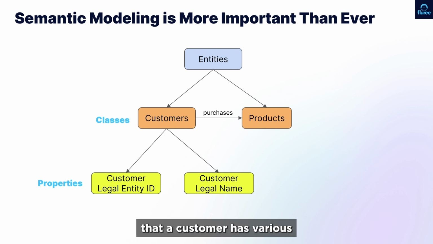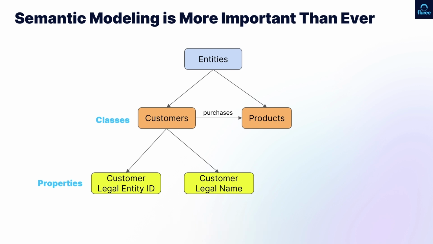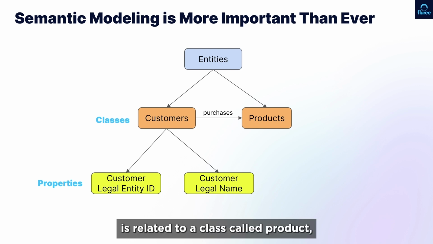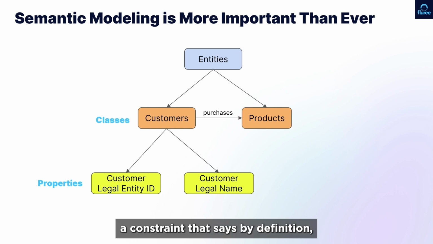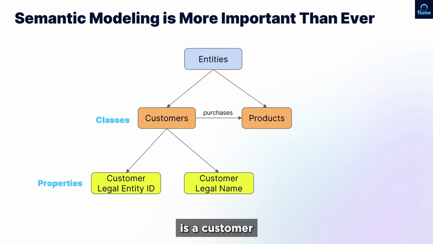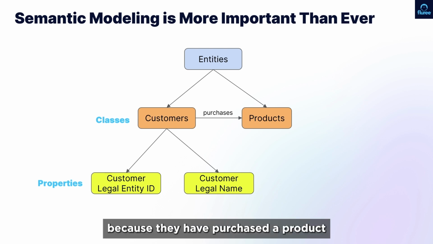Just to give an example here, we can describe that a customer is a type of entity, that a customer has various different properties like a name and an ID, that a customer is related to a class called product, and it's related because a customer purchases a product. And by the way, we can establish a constraint that says, by definition, a customer is a customer because they have purchased a product.